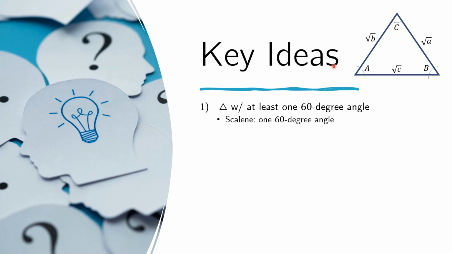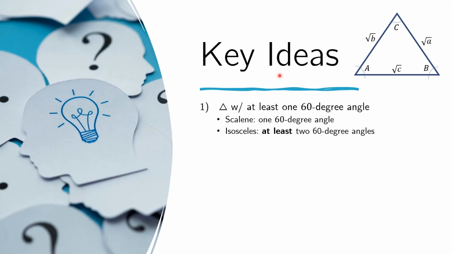That also means that the lengths, square root of A, square root of B, and square root of C, are also different. So no two sides are the same, and no two angles are the same. That's a scalene triangle. So in this case, we only have one 60 degree angle, either A, B, or C. So only one of them, and the others will be other angles, and all of them will be different from each other. So that's the first case.